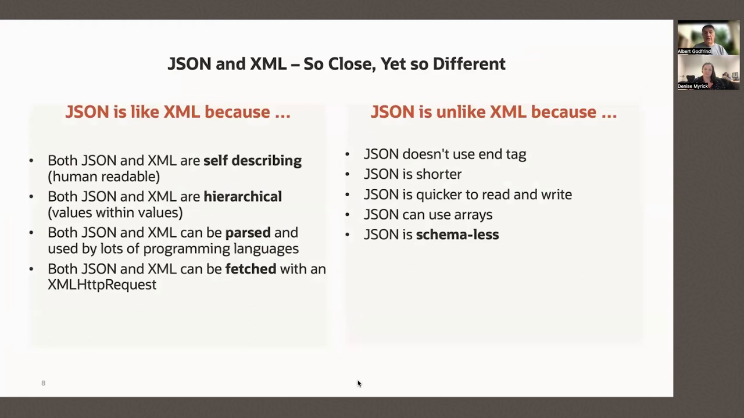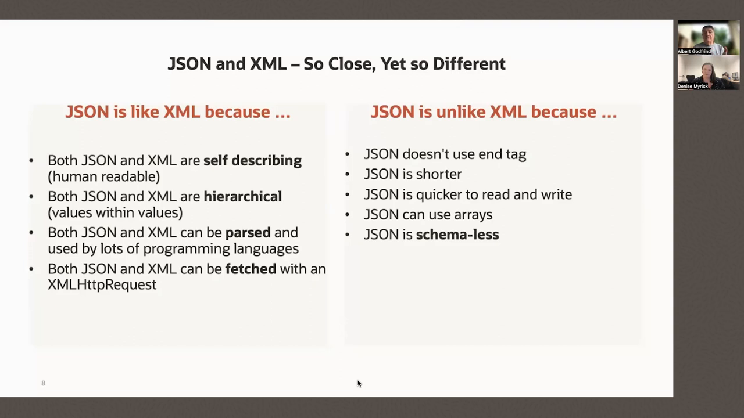Well, I'm using meaningful values. They're hierarchical, so they contain repeating values. JSON will use arrays. XML will be using just repeating values, like steps and then steps, and stuff like that. They can be fetched through a REST XHTTP request. And JSON is a bit simpler, shorter, quicker to read and write. It is schema-less.